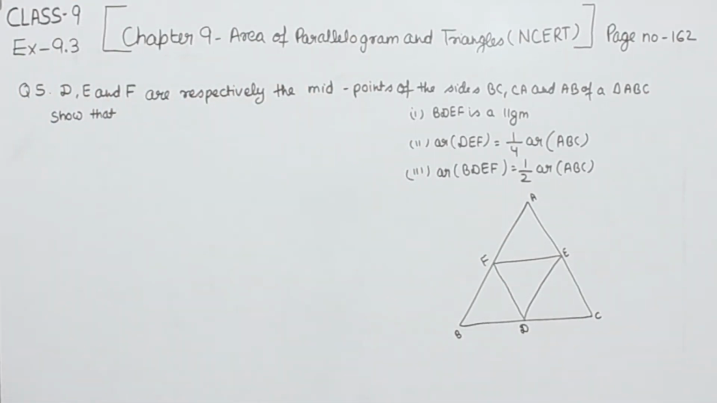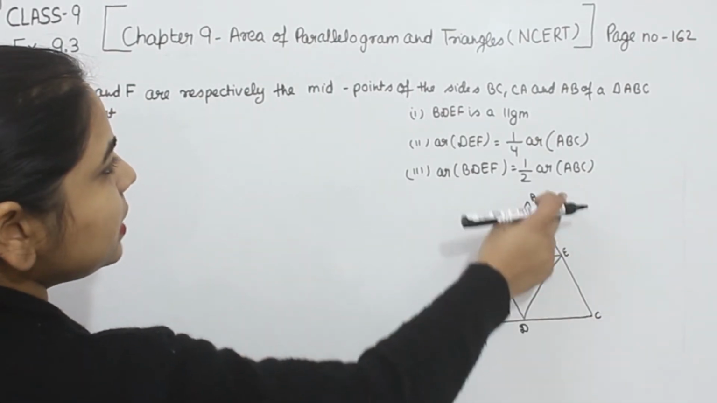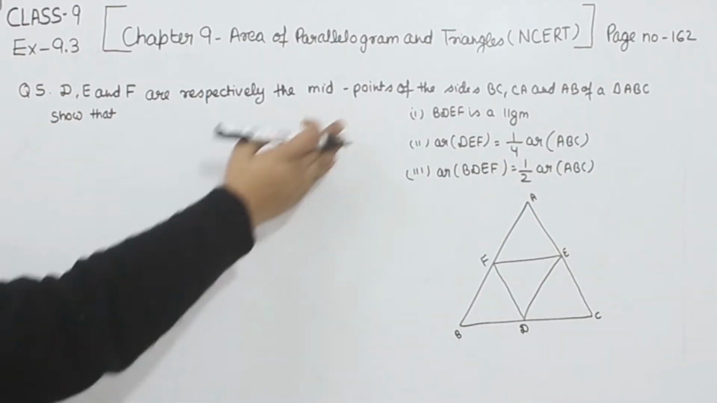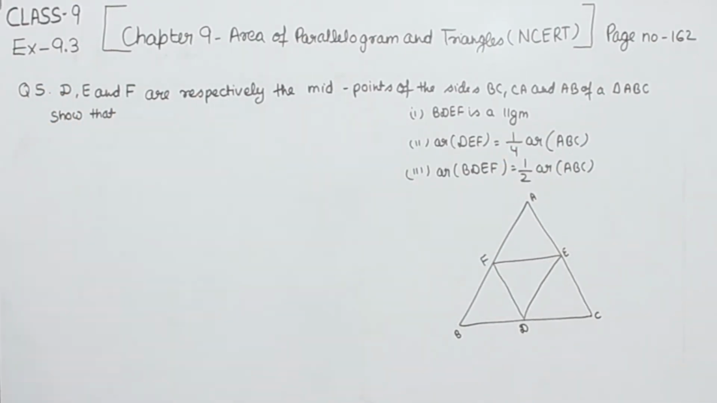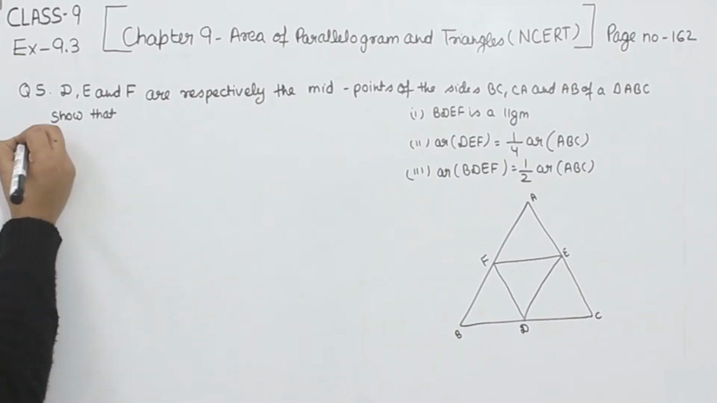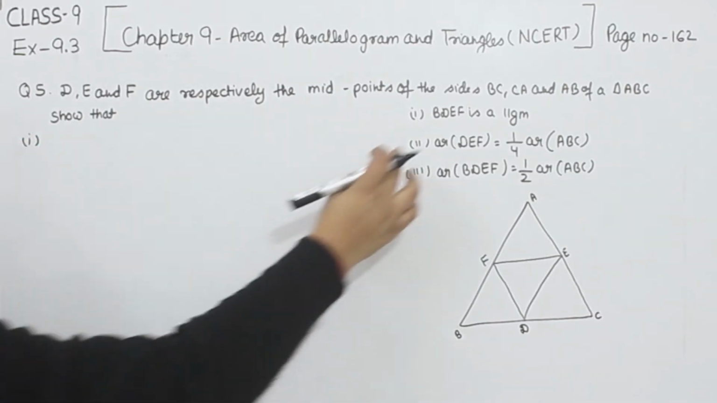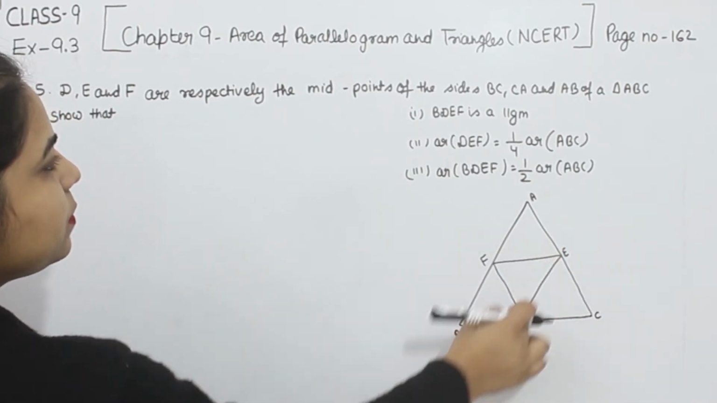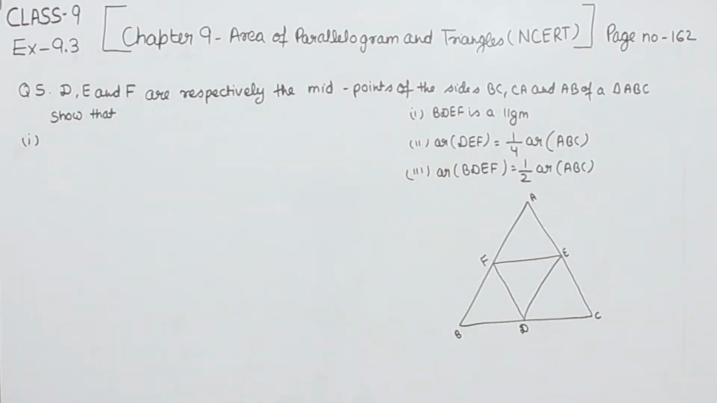D, E, F are respectively the midpoints of the sides BC, CA and AB of the triangle ABC. So these are the three things which we have to show according to the given figure. First of all, we are going to start with the first one. In the first one, we have to show that BDEF is a parallelogram. This one we have to prove.